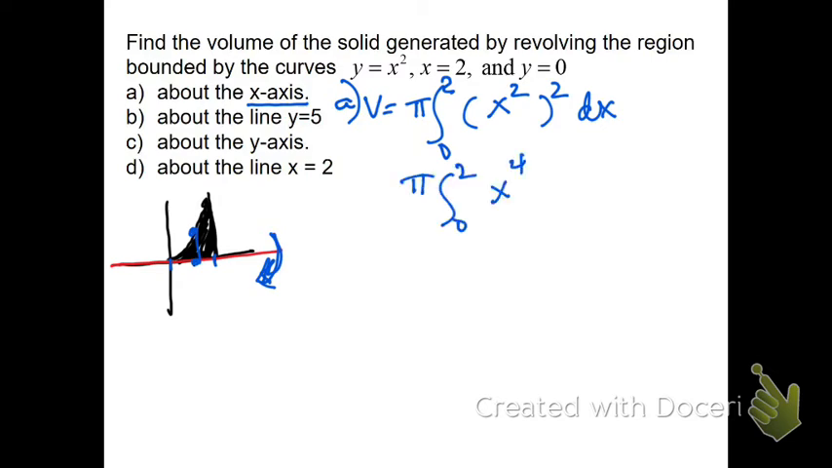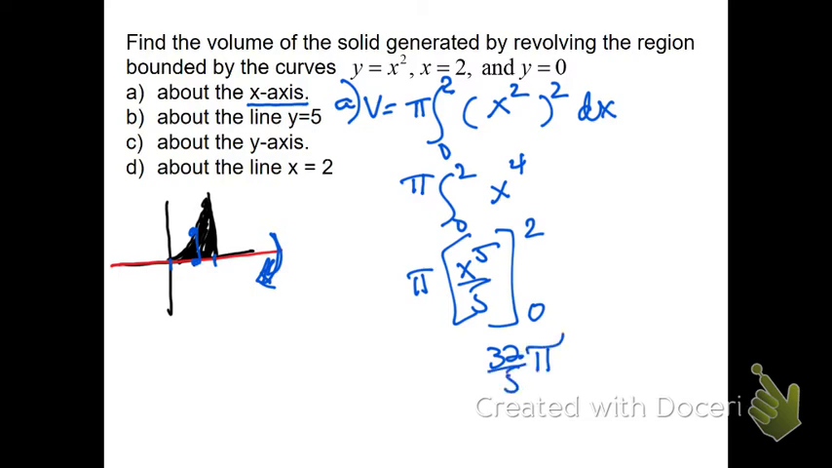Okay, simplify your integral. Then actually integrate, power rule. This is x to the 5th over 5. Okay, plug in your 2 and your 0 and subtract. Plugging in 2 to the 5th, you'd get 32 fifths. Plugging in 0, you get 0, and don't forget the pi at the end. Okay, that was part A, rotating it around the x-axis.